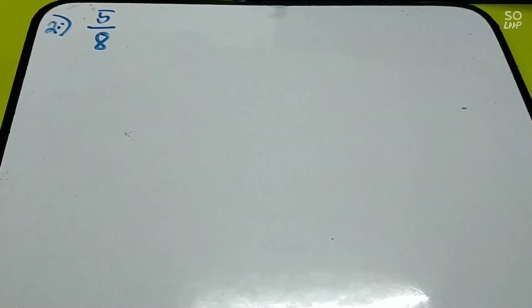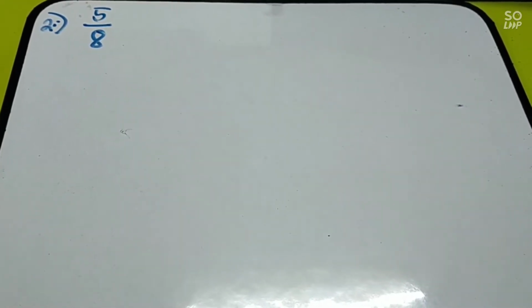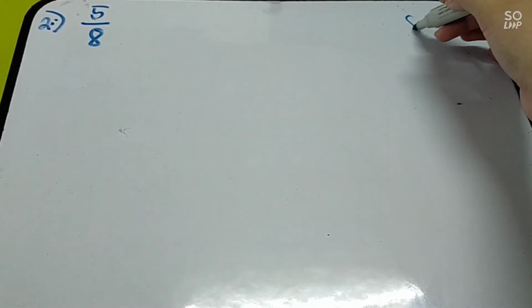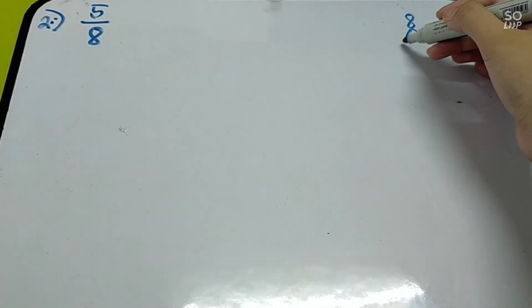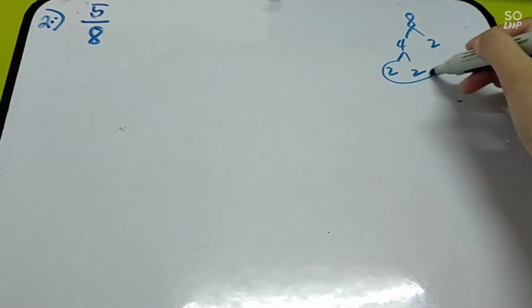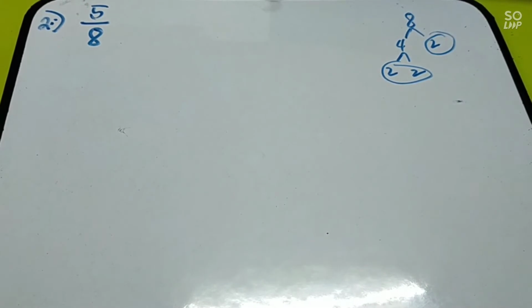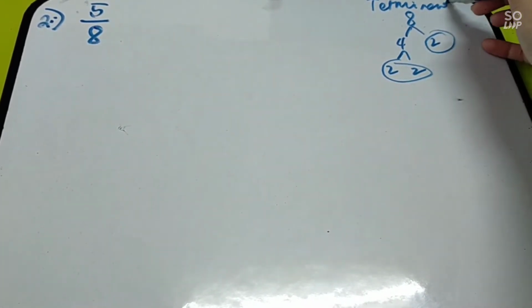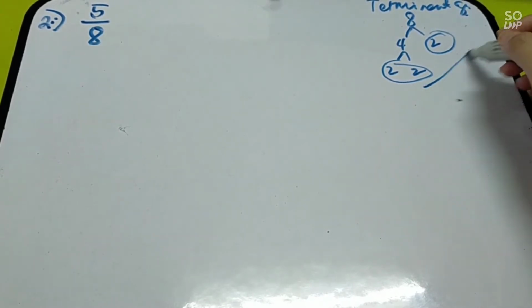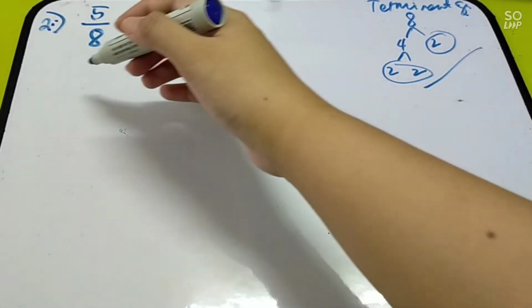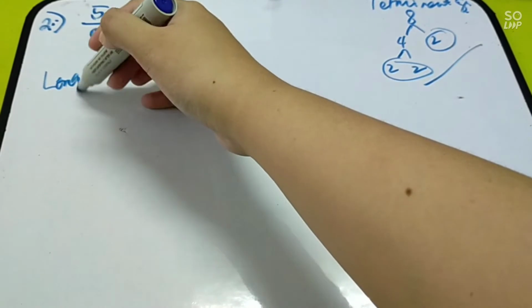Number 2, we have 5 over 8. Let us see kung si 8 ba ay terminating or repeating siya. So, since 8. So, let us have the factors of 8. We have here 4 and 2. Then, si 4, pwede pang 2 and 2. So, all the prime factors of 8 is 2. Therefore, this one is terminating. Okay, terminating. Kasi, ang factors niya lang, prime factors na lang is 2. Is it clear? So, since terminating siya, gamit tayo ng long division pa din. Okay, long division.